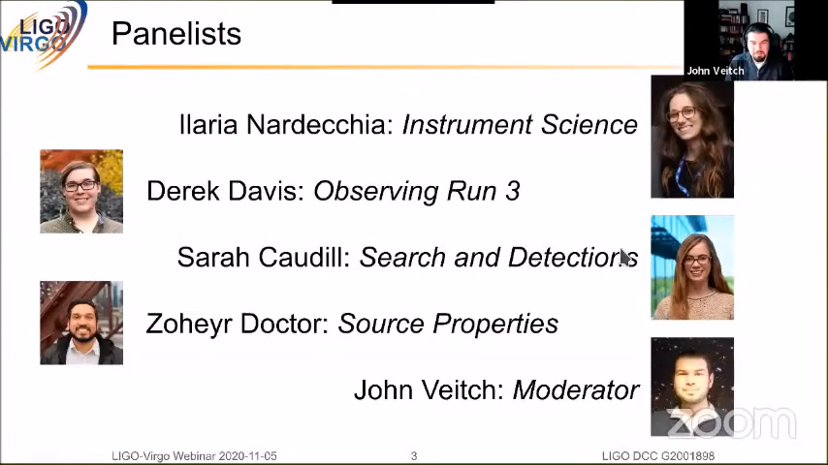So we have a series of panelists. Ilaria from the University of Rome will be talking about the actual instruments, Advanced LIGO and Advanced Virgo, and how they're performing at the moment. Derek from the LIGO lab at Caltech will be talking us through how the observing run went, how the instruments were performing. Sarah will be telling us about the searching and detections and what we actually have identified as new gravitational waves. And finally, Zohair will talk us through what it is that we've seen and tell us about the properties of these signals. And finally, at the bottom is myself, the moderator. And if you have questions, I'll be keeping an eye out for them.